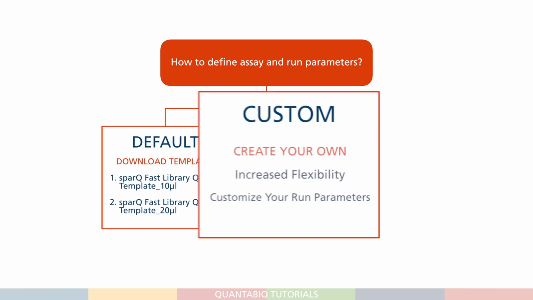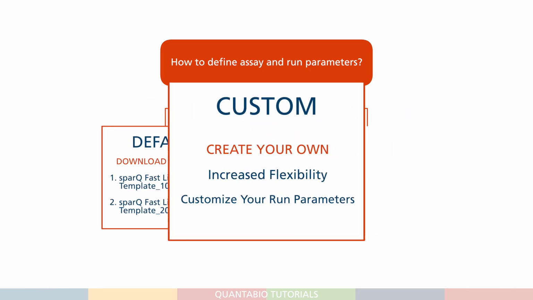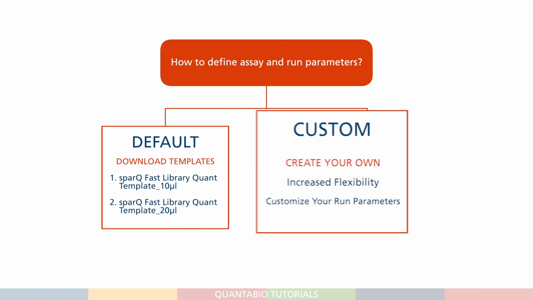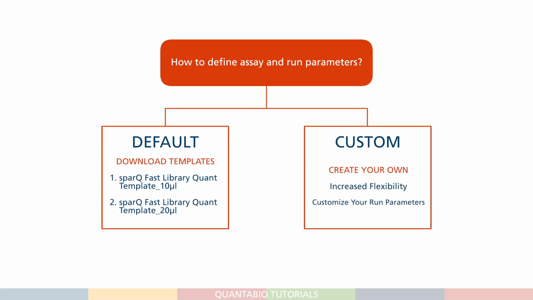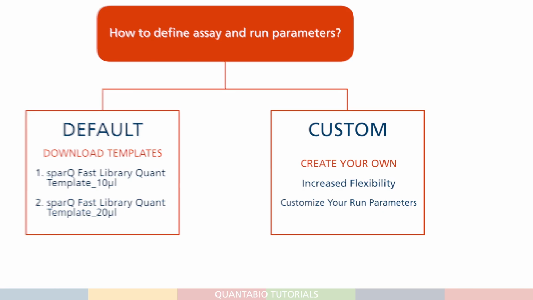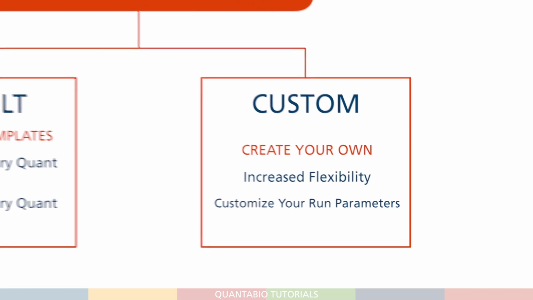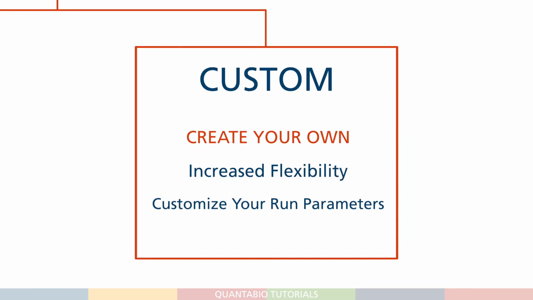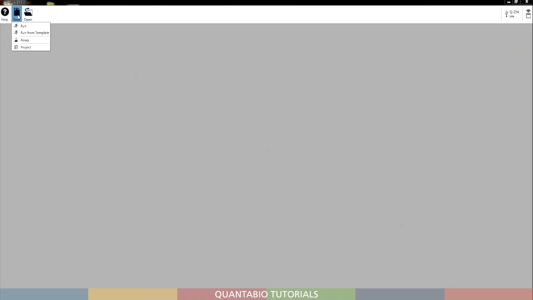Some customers, however, may want more flexibility with sample positions, the number of replicate standards, or other aspects of a Spark Fast Library Quant run. This video will show how and where information can be entered or modified in the Q qPCR software. The first part will show how to create an assay file, which will then be loaded into a custom run file. After opening the Q software, choose New and then Assay.